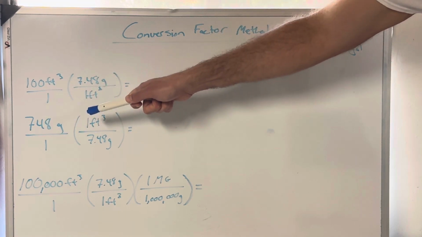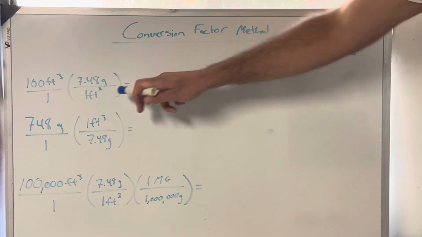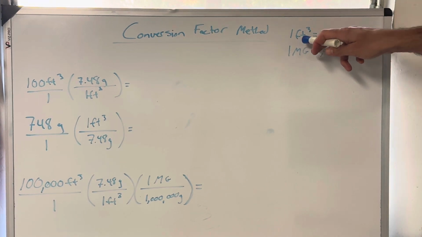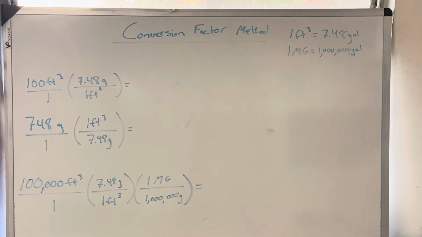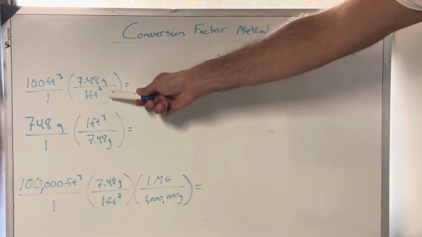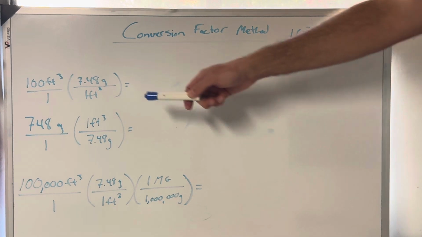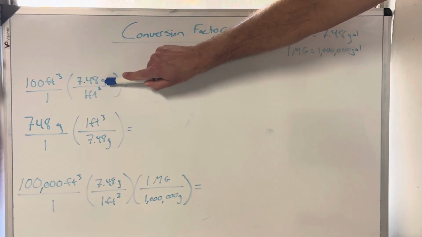And then what I'm going to do is take my conversion factor. In this case, it's 1 cubic foot equals 7.48 gallons, and you can write that as a fraction. It would either be 1 cubic foot over 7.48 gallons, or as you see how I've written it here, 7.48 gallons over 1 cubic foot. It just depends on how you need it to show up. And how you determine how you need it to show up is by putting the unit you need on the top.